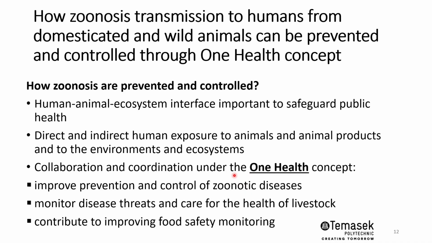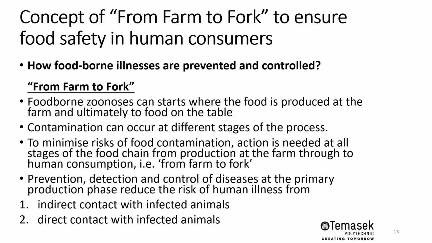So if we can work through the One Health concept, involving the different stakeholders here, the different areas that we talk about, then we have a high chance of controlling such zoonosis transmission from humans, especially from domesticated and wild animals. So let's look at the concept of from farm to fork and how in Singapore measures are being done or even policies are being established to ensure food safety for us to consume.